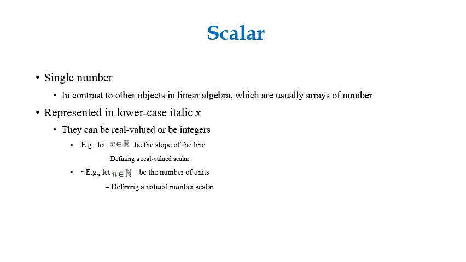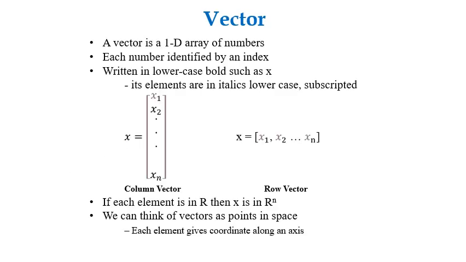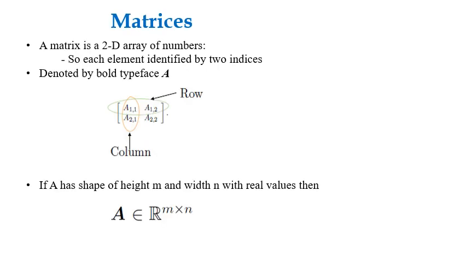A scalar is a single number. It is represented using a simple lowercase italic letter. It can take either real values or integer values. A vector is a one-dimensional array of numbers. Each number is identified by an index. It is written using a lowercase bold letter. Here I have shown how a column vector and a row vector look.